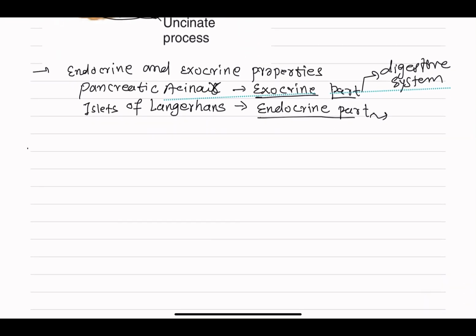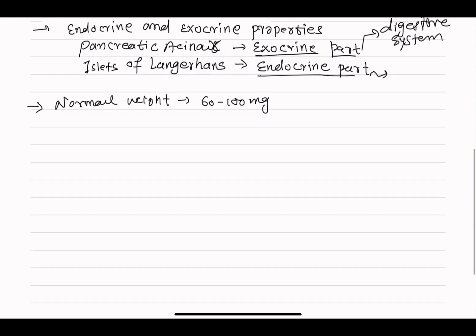So we have to also know the weight of this pancreas. The normal weight of the pancreas is 60 to 100 grams. So you have to understand this also, because sometimes they ask what is the normal weight of the pancreas, so we have to understand this one.